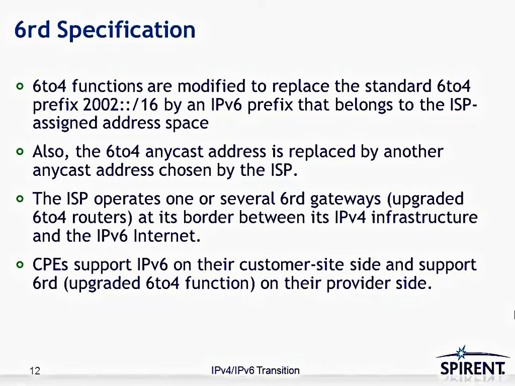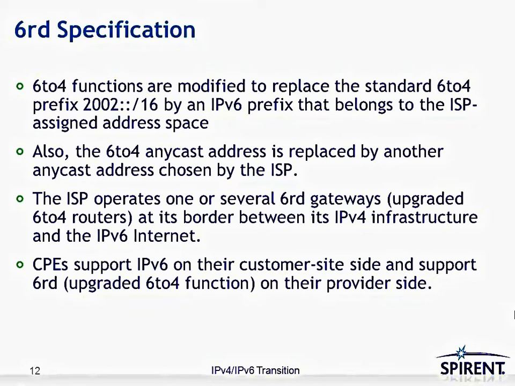So the 6RD specification modifies functions of 6-4 to replace the standard 6-4 prefix of 2002/16 by an IPv6 prefix that belongs to the ISP assigned address space, so you no longer have that limitation of a 2002 prefix. Also, the 6-4 anycast address that was used for the 6-4 relay routers that connect to the IPv6 global internet is replaced by another anycast address chosen by the ISP. And that's one of the main things of 6RD: everything is under the control of a single ISP, and it's not relying on BGP updates and other messages to find IPv6 relays, as was the case with 6-4.